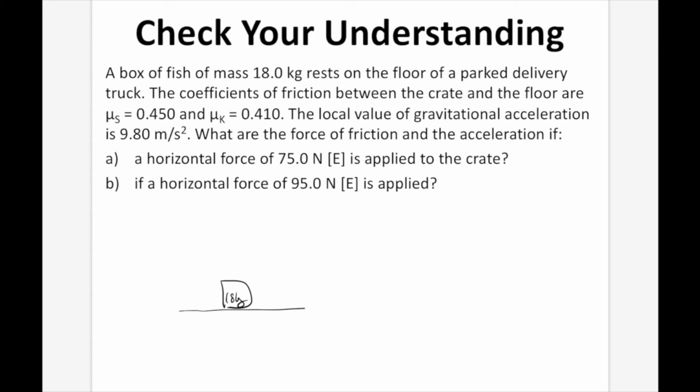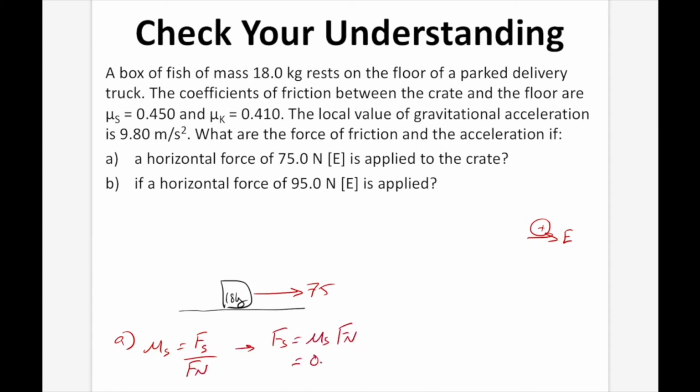So for A, we're going to have a horizontal force of 75 newtons east. And we're going to say that east is that way, and it's positive. So what we need to figure out is the force of friction on the crate. For A, first we're going to use μs and see if it's actually going to start going. We know that μs is equal to Fs divided by Fn. We're going to rearrange: Fs is equal to μs times Fn.